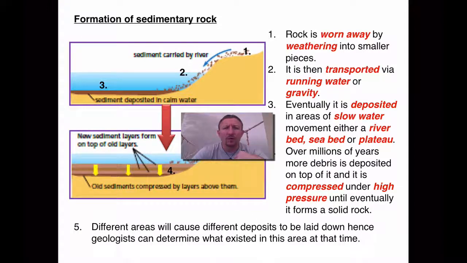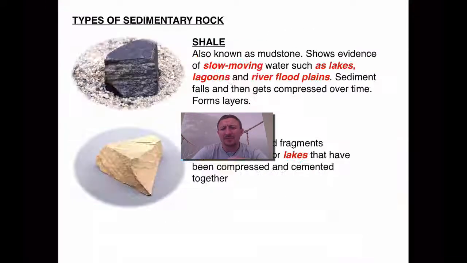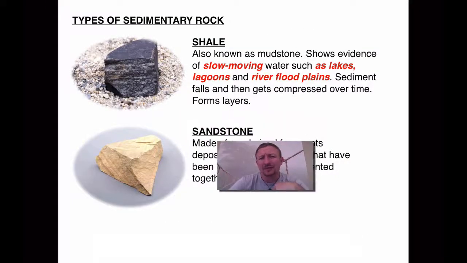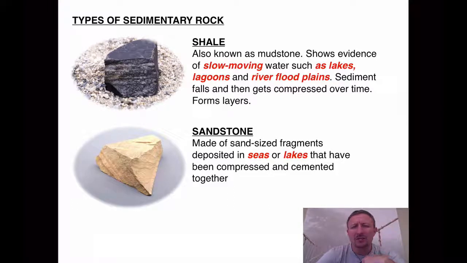So basically what we'll find is that in different areas where there's been water movement, you will find sedimentary rock. Do understand that sedimentary rock is an indicator that there was water there at some point, because otherwise how did that sediment get to that area? Just because there's no water there now doesn't mean that millions of years ago there wasn't water at some stage. Okay, so let's look at the different types of sedimentary rock that we've got.